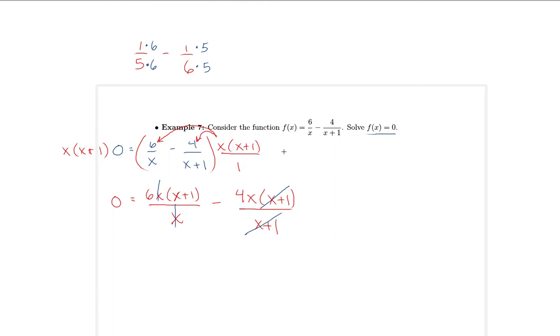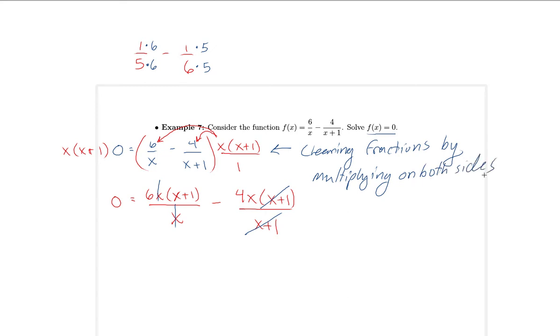Okay, so this act here is what we refer to as clearing the fractions by multiplying, and we're careful to say on both sides of the equation, by the LCD, the least common denominator.